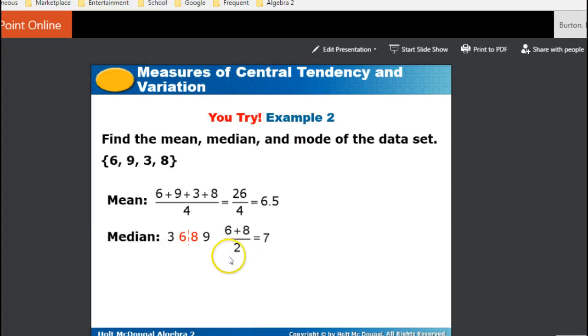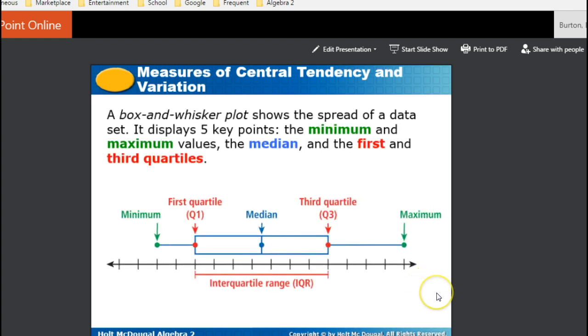And then the mode. What am I about to say about the mode? None. No items are repeated. Mode: none.